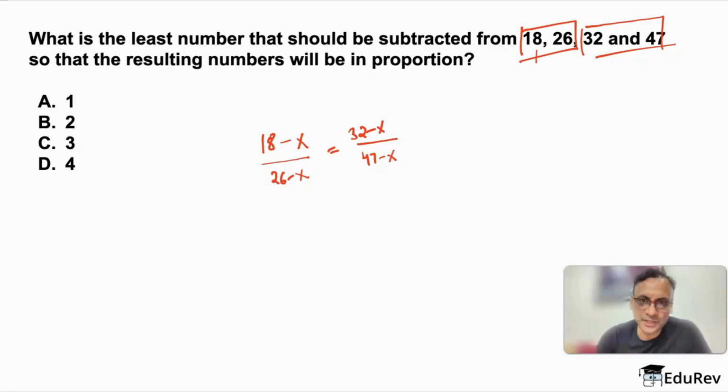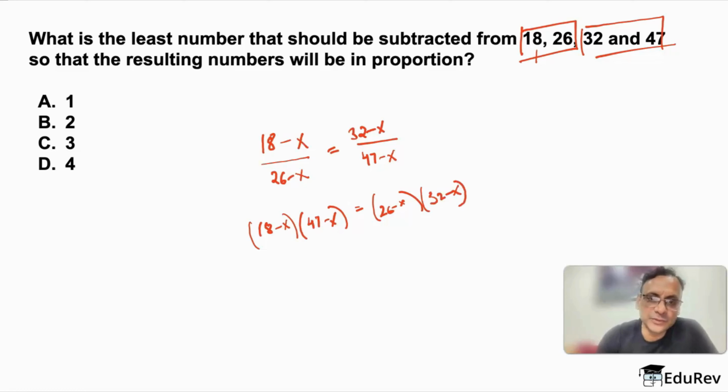Okay, now there is a long method to solve this question and there is a short method. Long method, of course, is cross multiplying, but then you will get a quadratic equation in terms of x, and then you'll have to solve that. But that quadratic, if you notice, will actually get cancelled. X square on both sides will get cancelled. But still you'll have to do 47 into 18 and 32 into 26. Okay, so that is the long method. Do you want to do that long method? Okay, let's try. 18 minus x into 47 minus x is equal to 26 minus x into 32 minus x.